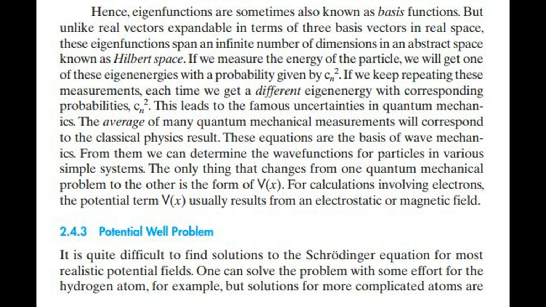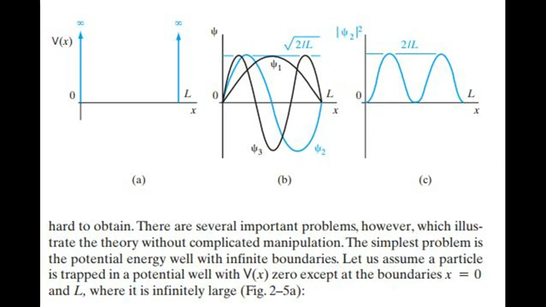2.4.3 Potential well problem. It is quite difficult to find solutions to the Schrödinger equation for most realistic potential fields. One can solve the problem with some effort for the hydrogen atom, for example, but solutions for more complicated atoms are hard to obtain. There are several important problems, however, which illustrate the theory without complicated manipulation. The simplest problem is the potential energy well with infinite boundaries. Let us assume a particle is trapped in a potential well with V(x) = 0 except at the boundaries x equals 0 and L, where it is infinitely large, Fig 2.5a.